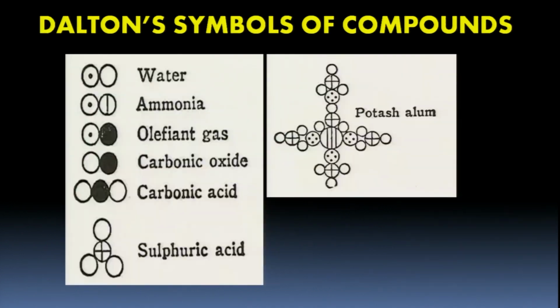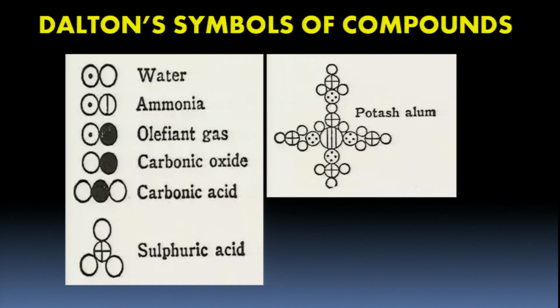Now, what about the compounds? Dalton's symbols of compounds. How? Like water. You know children, hydrogen and oxygen form water. See the symbols for hydrogen and oxygen. Do you feel that it's quite easy to use and write the symbols? Okay, water is okay, ammonia is okay, olefin gas. Olefin gas is carbon and hydrogen. Okay, then carbonic oxide. See, sulfuric acid. For sulfur, they have used oxygen and sulfur. Potash alum, such a big symbol.